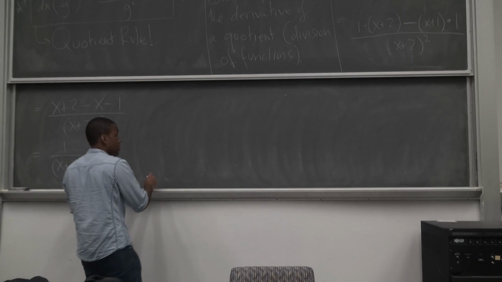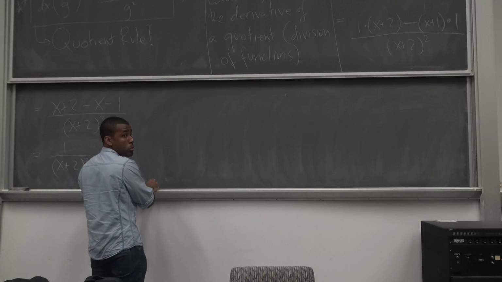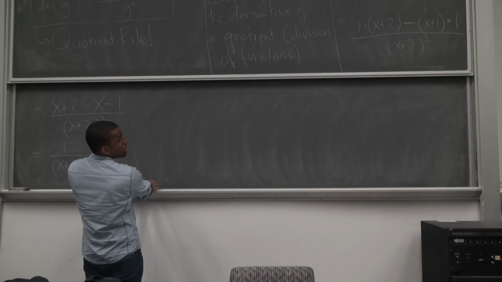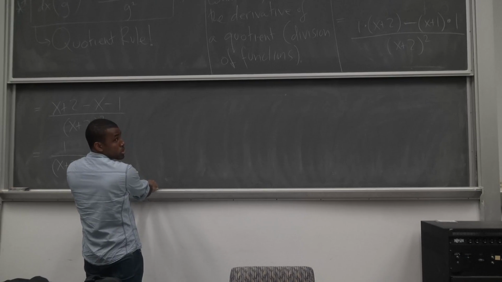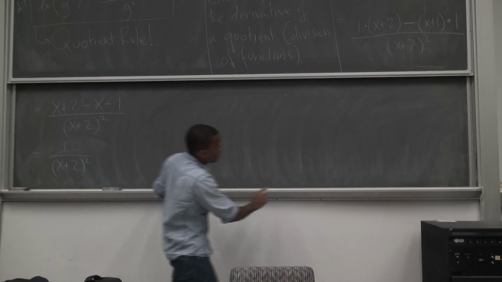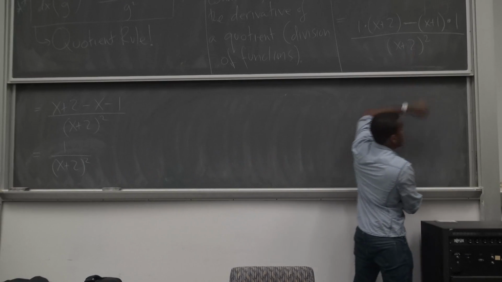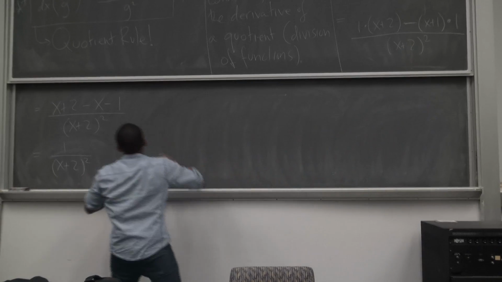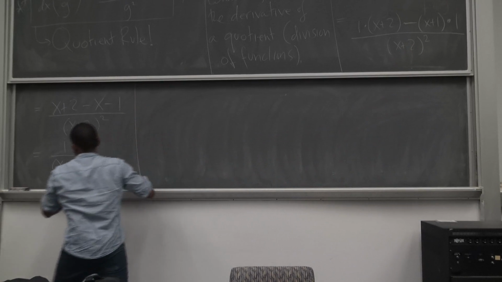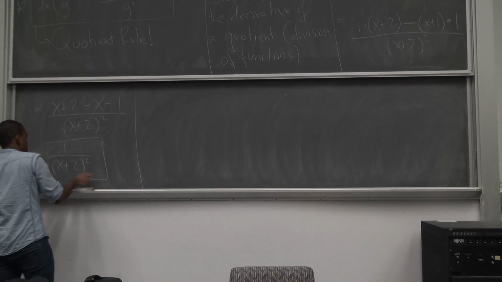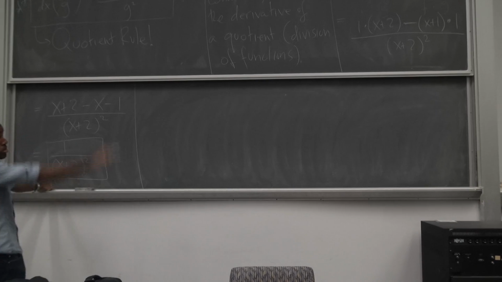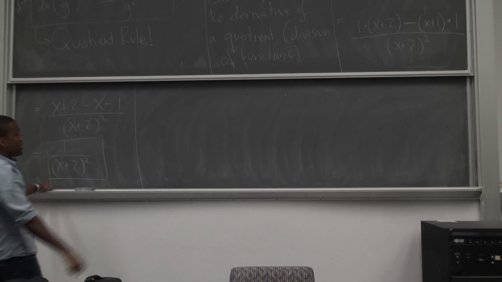Why couldn't you just cross out the 1? Because we cannot cancel across terms. That would be a very big mistake. There's a minus sign here, so I can't cancel. So that would be the answer. The derivative of that guy is this guy.